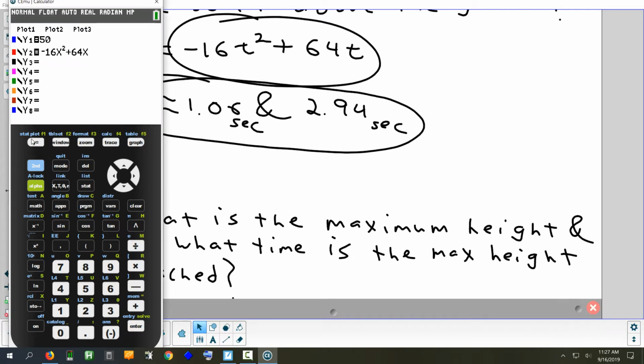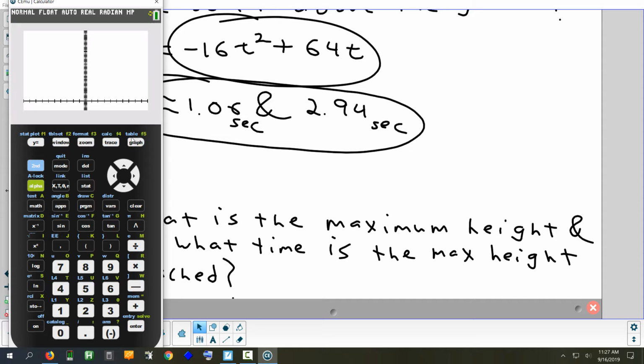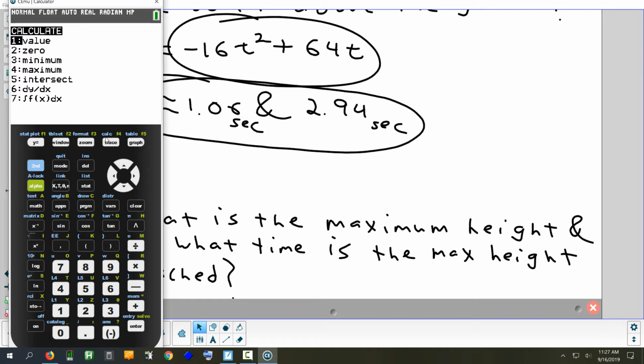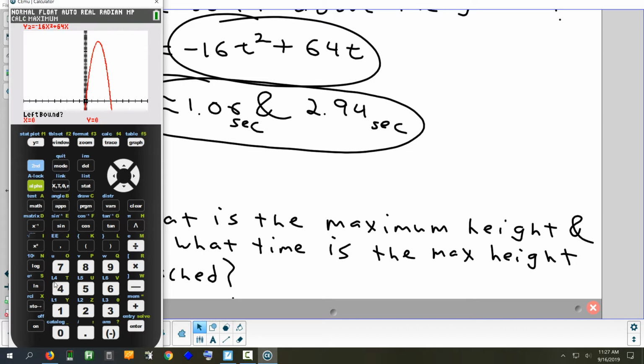All right, so let's get rid of the 50-foot mark. We don't need that. And I don't know if we've used it yet here, but it's under calculate, second calc, maximum. Now, this question is asking two things. When does it hit the maximum height? What is the maximum height? So let's go to second calc maximum. Pick a point that you know is to the left of the maximum, okay, and then hit enter.